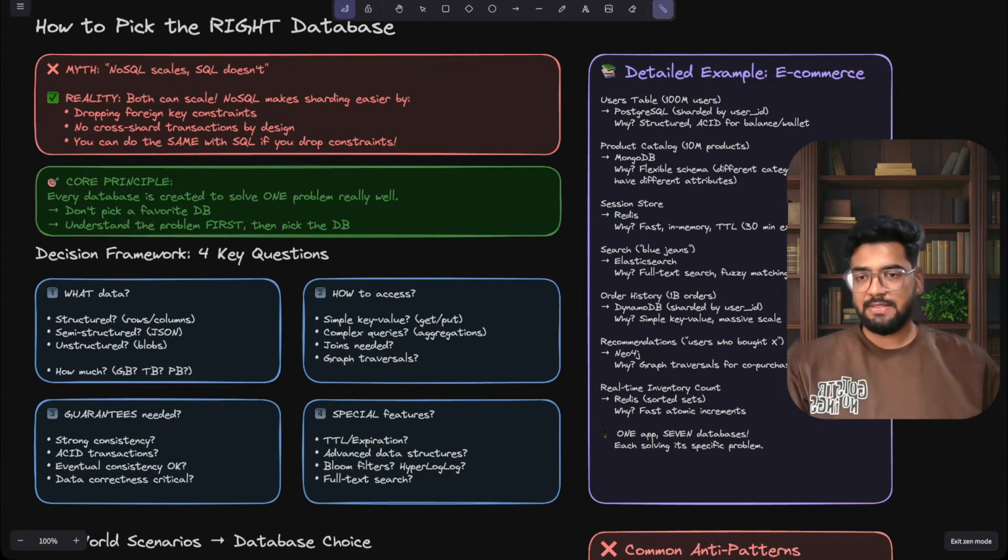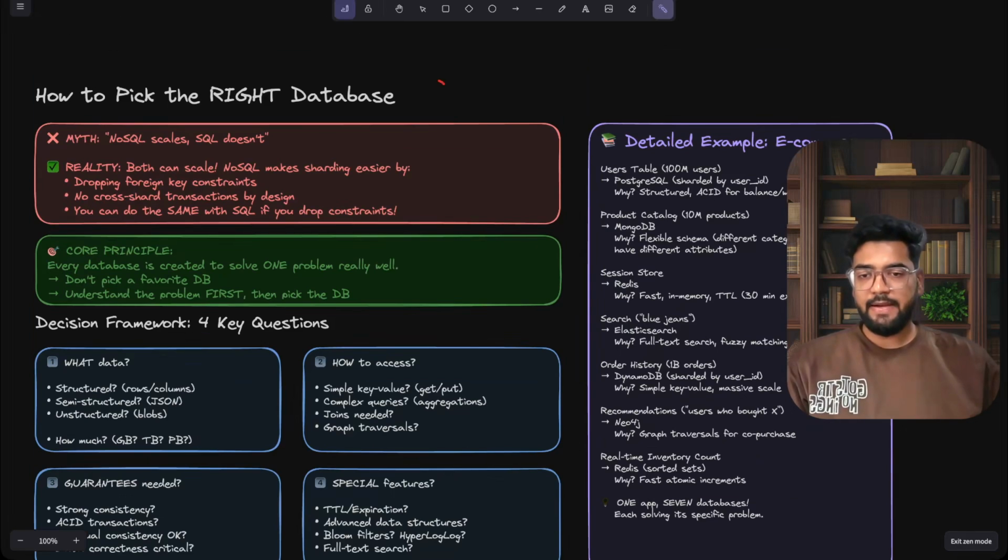In this video, let's discuss how to pick the right database. Till now we had discussed different kinds of databases, be it relational database, non-relational database, and different kinds of NoSQL databases like document DB, graph DB, key value stores, etc. Now in this video, let's discuss what parameters or trade-offs you need to keep in mind for each database and how you can pick a specific database according to your use case.